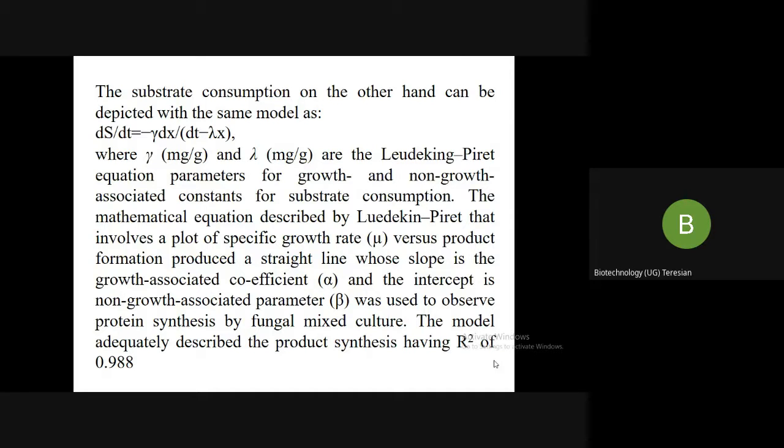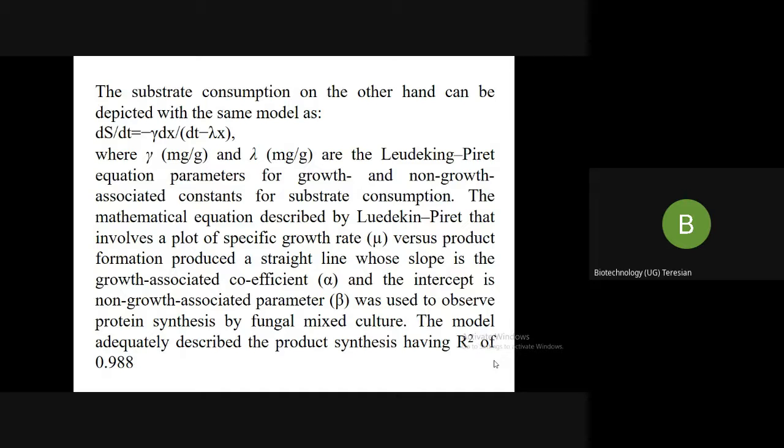Students, continuing our class with the kinetics of product formation. As I said earlier, the kinetic model suggested by Luedeking and Piret was originally designed for gluconic acid production using the bacterial cells, and it asserts that the product formation depends on the microbial growth during the fermentation process in a linear fashion.